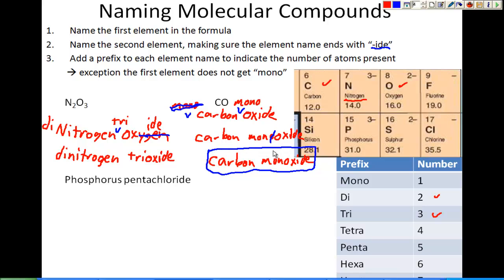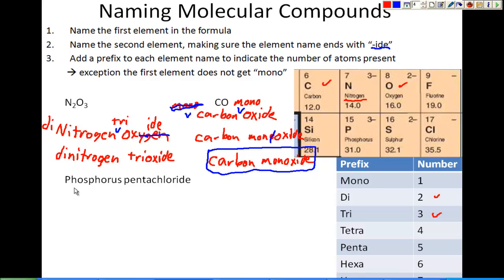Okay, these are the only two exceptions. First exception, we do not put mono on the first element. The second exception is just for oxygen. If there's one oxygen, get rid of one of the O's right there. Don't have two O's next to each other. So carbon monoxide.